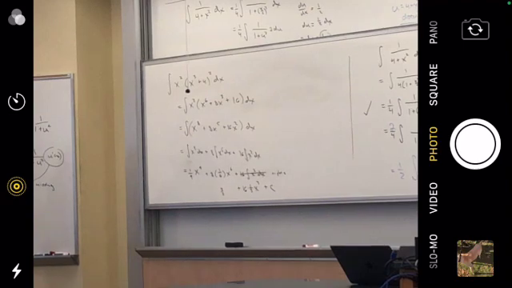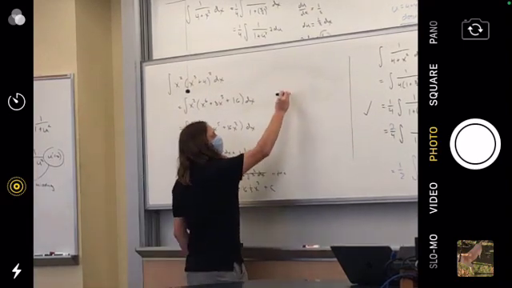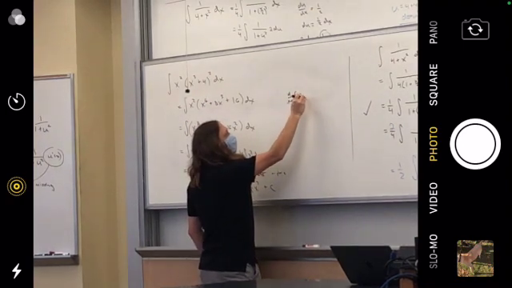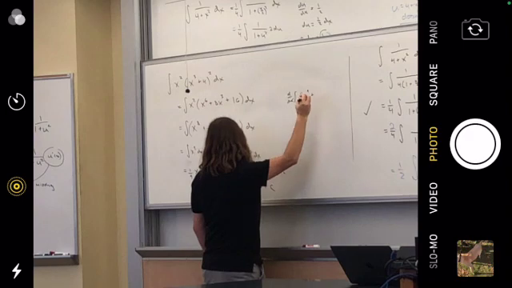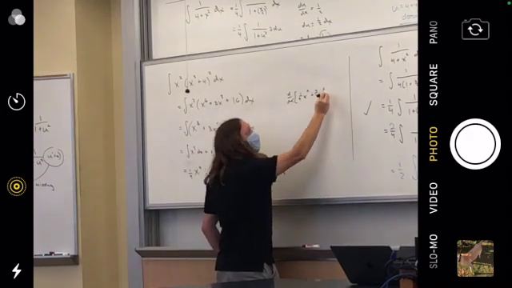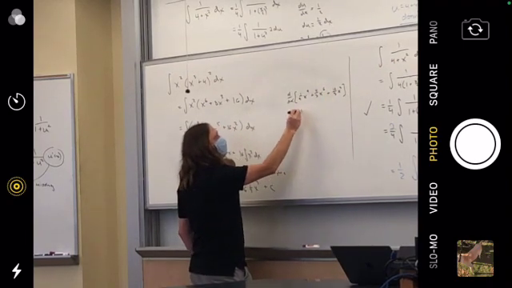So that's my answer. What should I do now? Always check just in case. So that was what? 1/9 x to the 9 plus 4/3 x to the 6 plus 16/3 x cubed. So I take the derivative.